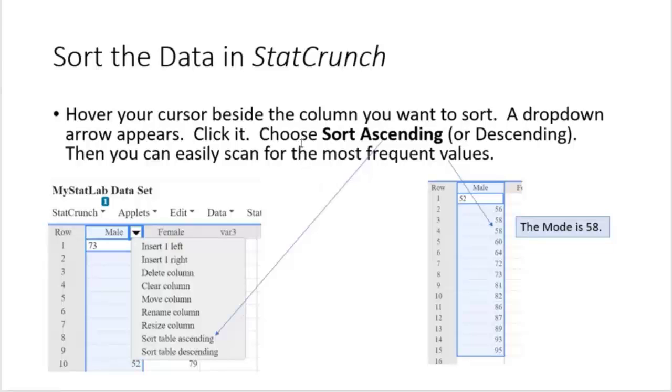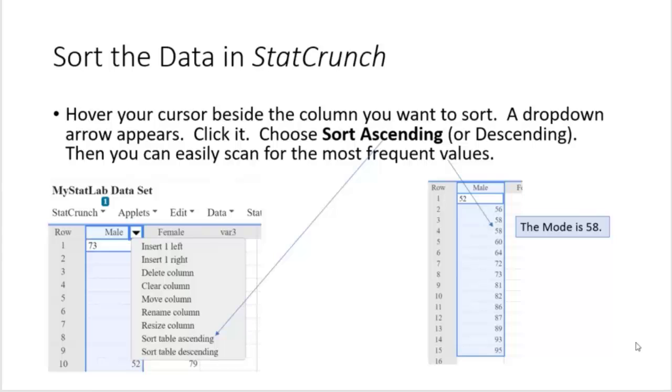So back where you open something in StatCrunch, and again, this is where I had both male and female columns here, then you can click on one of your columns at the top, and a little drop down pops up. And then you can choose sort table ascending. And you could sort it descending. That's not going to make any difference, actually. And then it will put all of the numbers in order for you. And that makes it much easier to see, oh, look, here is a row of values right in a row, and you can see which one is the most by just kind of scanning it that way.